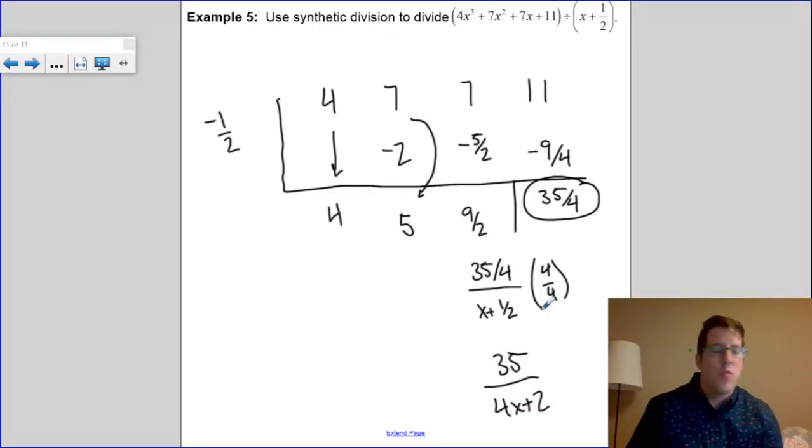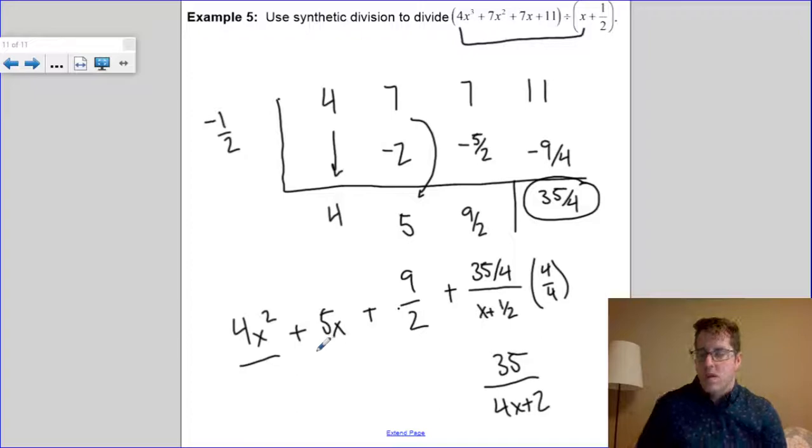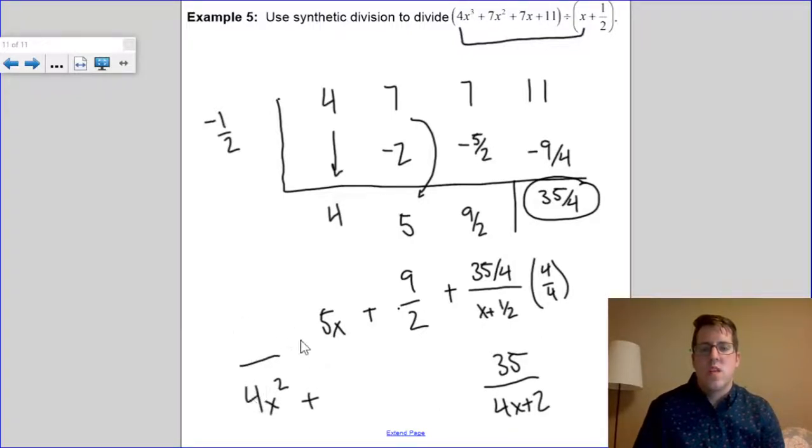Because we multiplied by 4 over 4, we know from our fraction rules that that is still true. Now, the reason that we multiplied that, but that we don't have to multiply the quotient, is because we were just simplifying this fraction here. So we don't actually need to go through and multiply by the quotient. Always go through and check to say, if I divided 4x cubed by x, would I get 4x squared? So our final answer is going to be 4x squared plus 5x plus 9/2, and then this remainder of 35 over 4x plus 2.